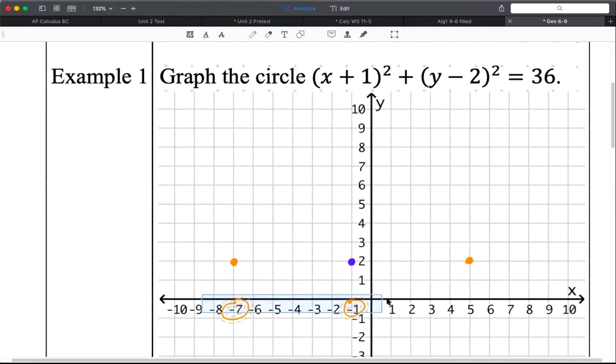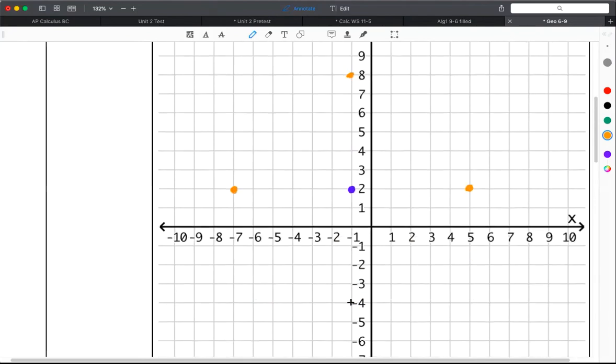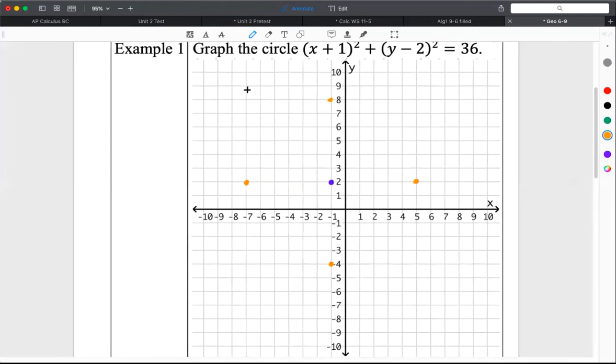Similarly, in terms of the Y coordinates, I have a Y coordinate of 2. If I go up 6, 2 plus 6 is 8. So I don't even need to count squares. I just come up to 8. And 2 minus 6 is -4. So I can come down to the Y coordinate -4 and put a dot right underneath. And those are the coordinates of my circle. And then I do my best attempt at drawing a circle.